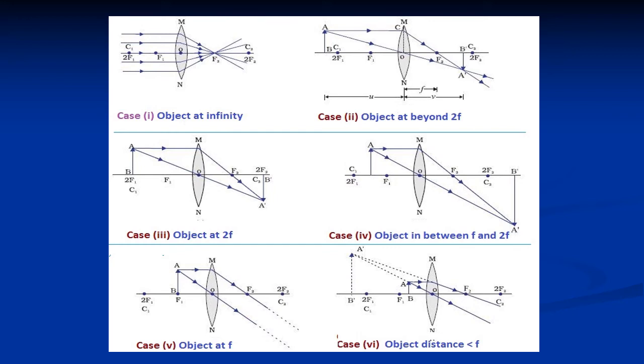So what is the position if the object is placed beyond 2f, meaning more than 2 times its focal length? Where is the position of the image? If the object is at 2f, if the object is between the focal length and 2f, then object at the principal focus, and object distance less than the principal focus or less than the focal length. What are the images you will see?